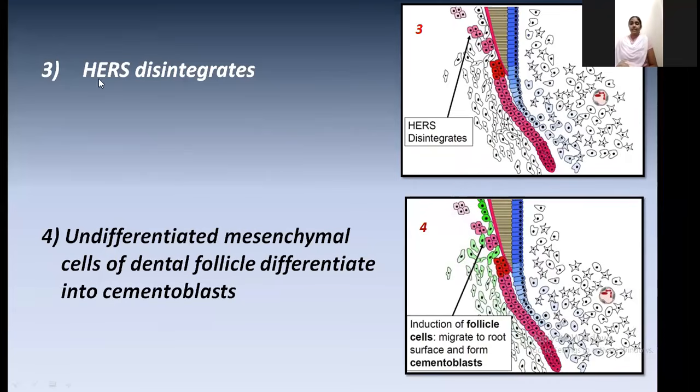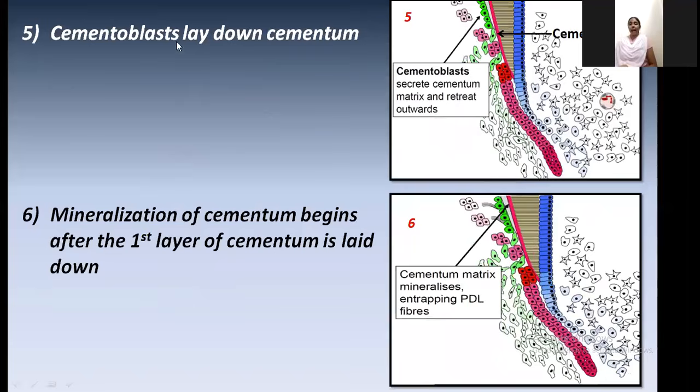Third step in cementogenesis is the HERS disintegrates. And the fourth step is cementoblasts come into picture. From the undifferentiated mesenchymal cells of the pulp, cementoblasts differentiate and they deposit cementum. After the first layer of cementum is deposited, mineralization starts.